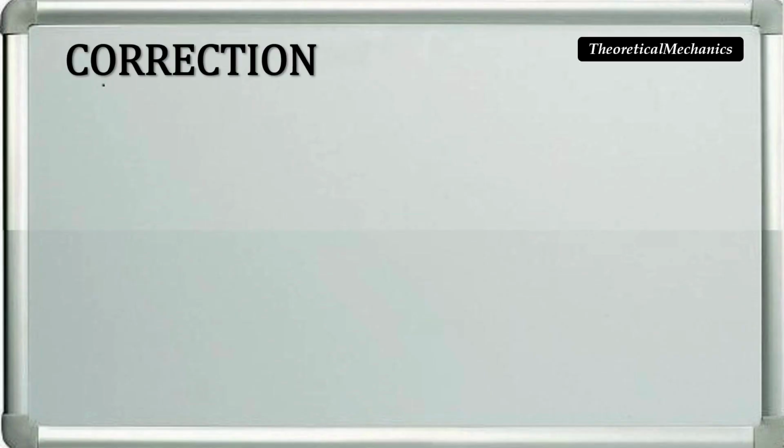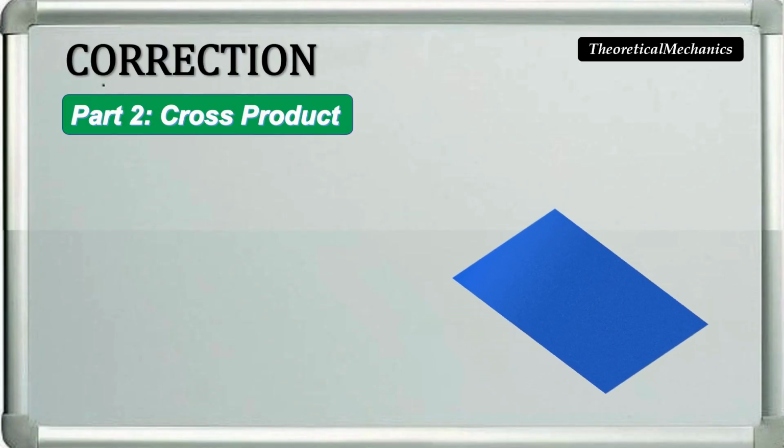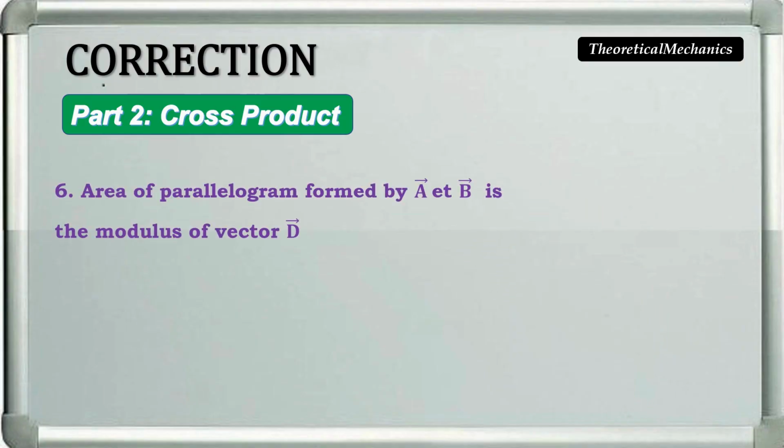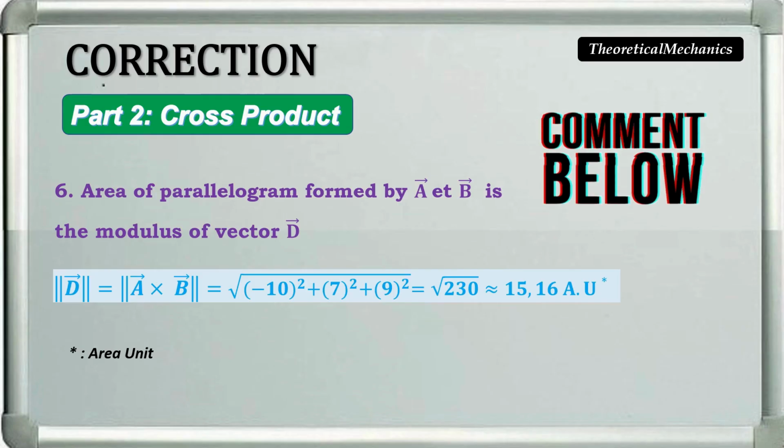Now, let's compute the area of the parallelogram formed by vectors A and B. In vector calculus, there is a very convenient rule. The magnitude of the cross product A cross B is exactly equal to the area of the parallelogram formed by these vectors. So we simply compute the magnitude of D. After calculation, we obtain area equals 15.16 square units.